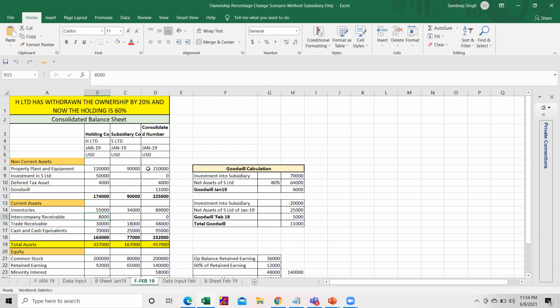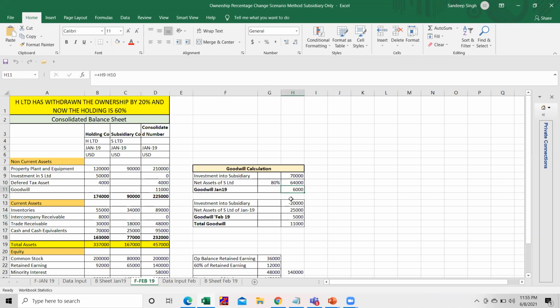So the procedure will remain the same. The assets will merge with the assets of the parent company, 100% merge of assets of the subsidiary with the assets of the parent. So this is all common. Now the goodwill number here, you can see that the goodwill number is 11,000. So how is this number coming?